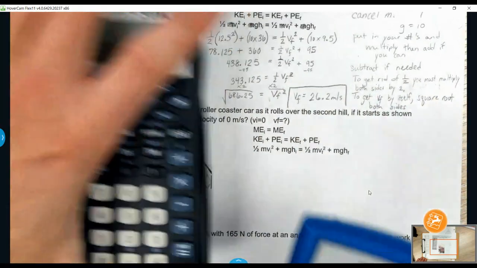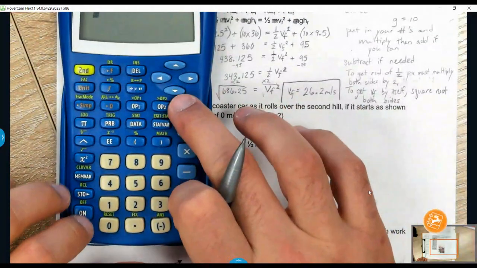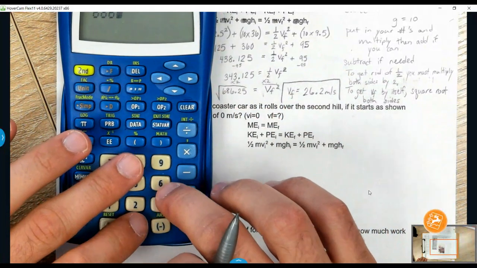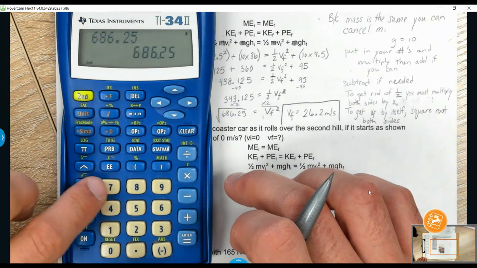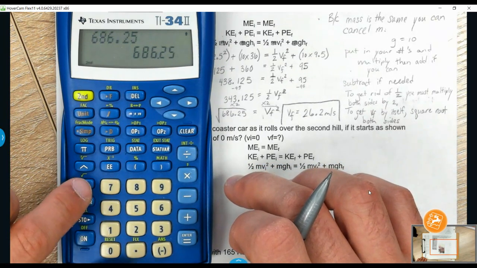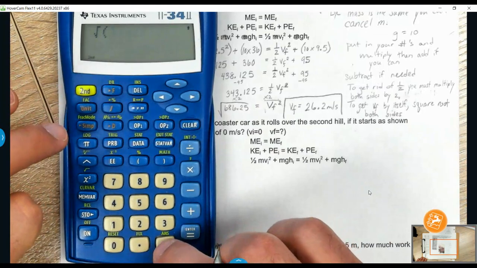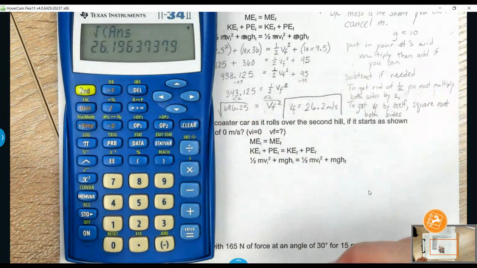On this calculator, same thing, right? You had 686.25. To square root that, same thing. Second, where the x squared is, hit that. Second, answer, get the same thing.